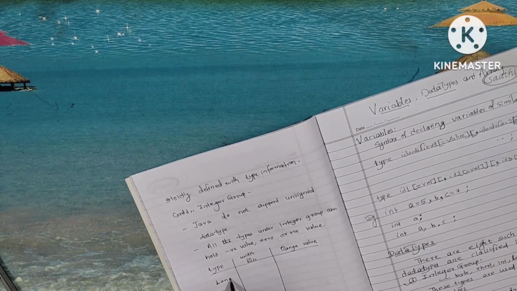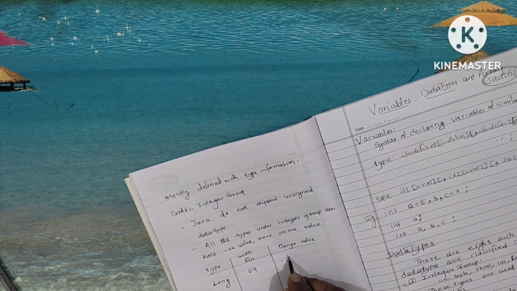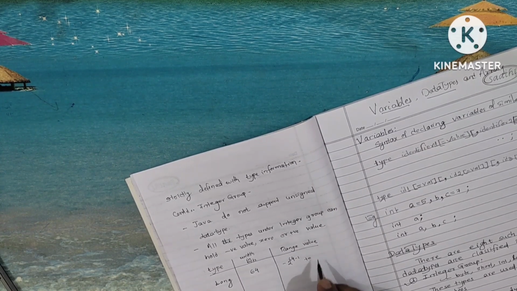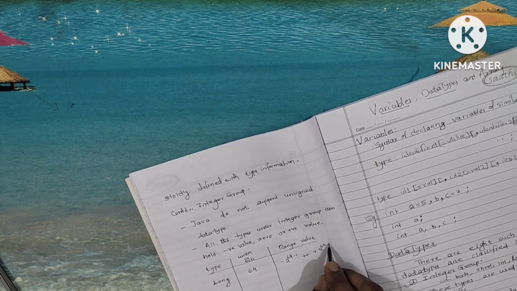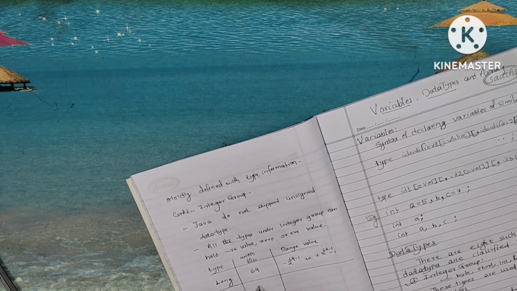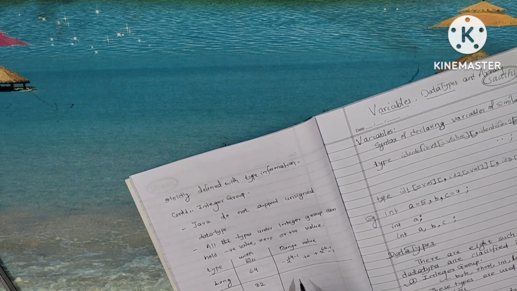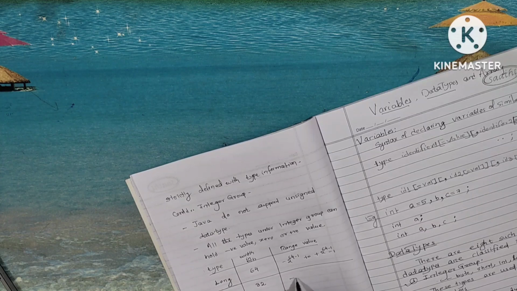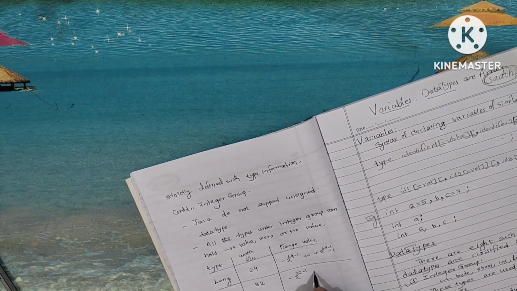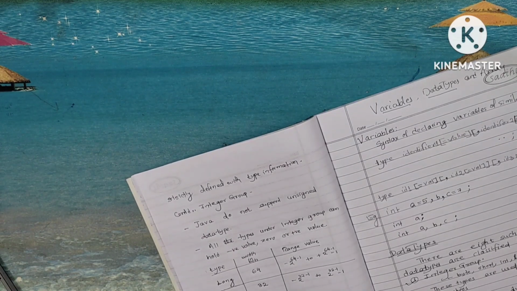If you are talking about long type, it is 64 bit and the range will be minus 2 to the power 64 minus 1 to plus 2 to the power 64 minus 1 minus 1. If we are discussing integer, it is 32 bit and the range value is minus 2 to the power 32 minus 1 to 2 to the power 32 minus 1 minus 1.